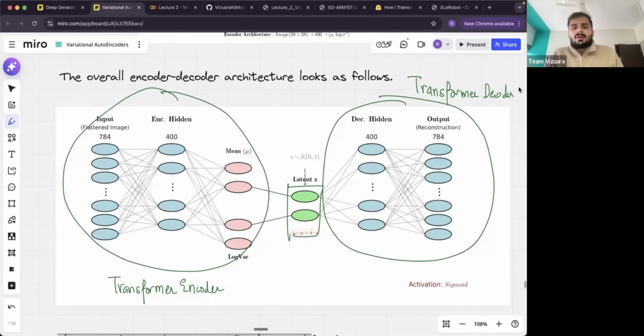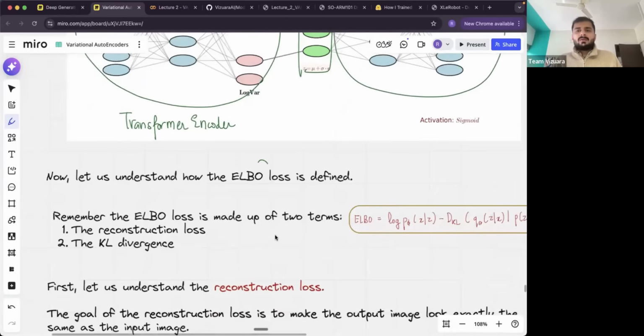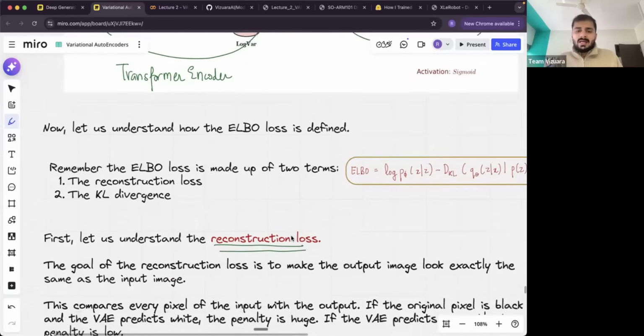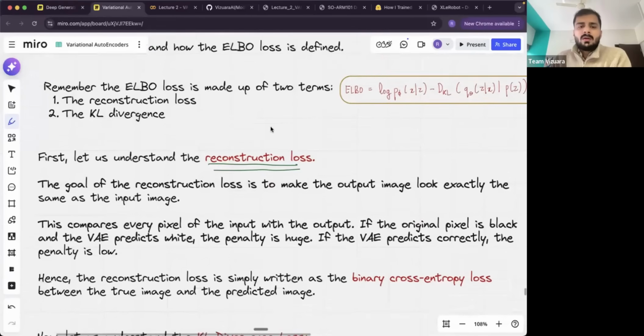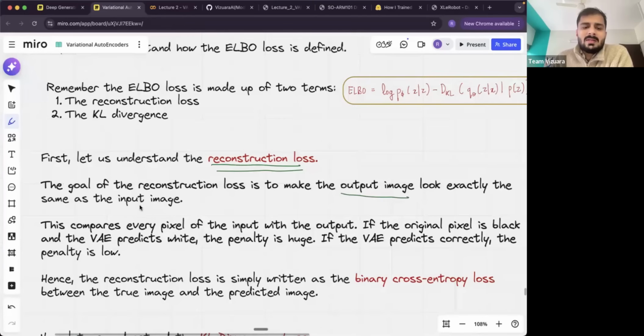Okay, so this is the overall encoder-decoder architecture, and now let's understand how the ELBO loss is defined. The way the ELBO loss is defined is we have the reconstruction loss as the first. Now, how is the reconstruction loss exactly calculated? The goal of the reconstruction loss is to make the output image look exactly the same as the input image. So we compare every pixel of the input with the output. If the original pixel is black and the autoencoder predicts white, the penalty is huge. If the VAE predicts correctly, the penalty is low. So we just use a simple binary cross entropy loss here.